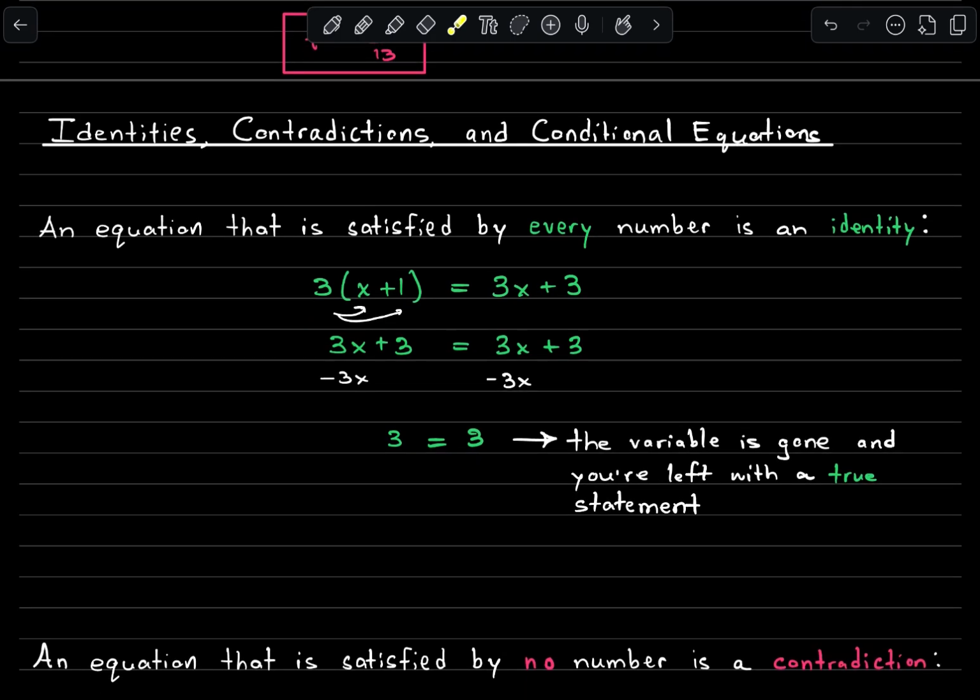On the other hand, an equation that is satisfied by no number is called a contradiction. So this is a very similar case.